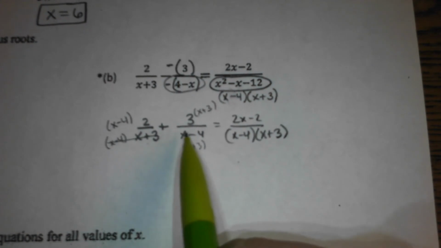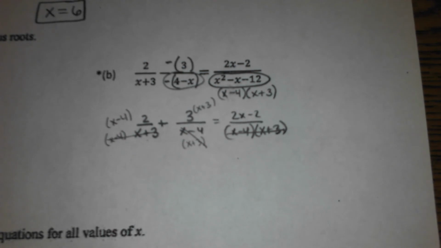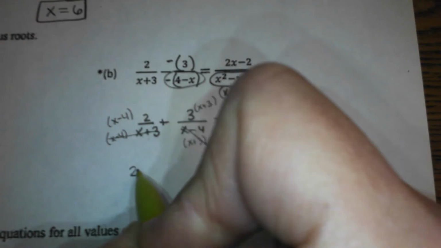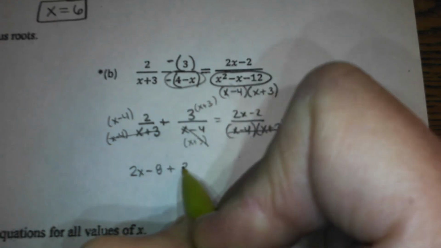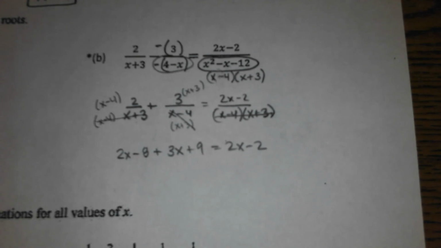And now we can drop, drop, drop. So we have a 2x minus 8 plus a 3x plus 9 equals a 2x minus 2. And that's a linear, and you just solve from there. And if a 4 comes up, or if a negative 3 comes up as an answer, we will reject that. But other than that, we're good. Okay, I'm going to stop there.